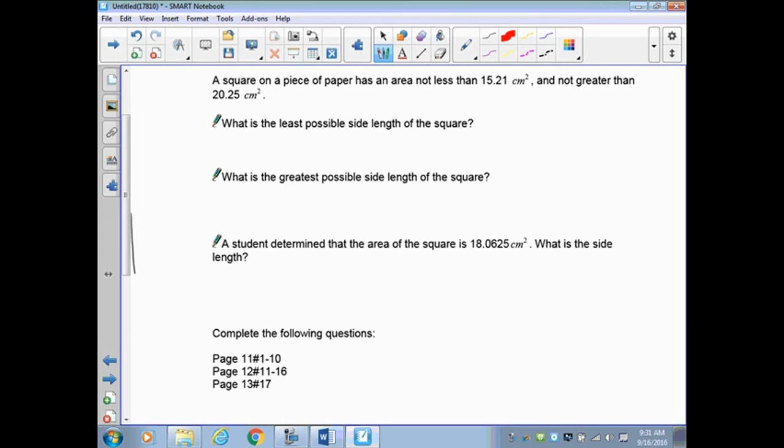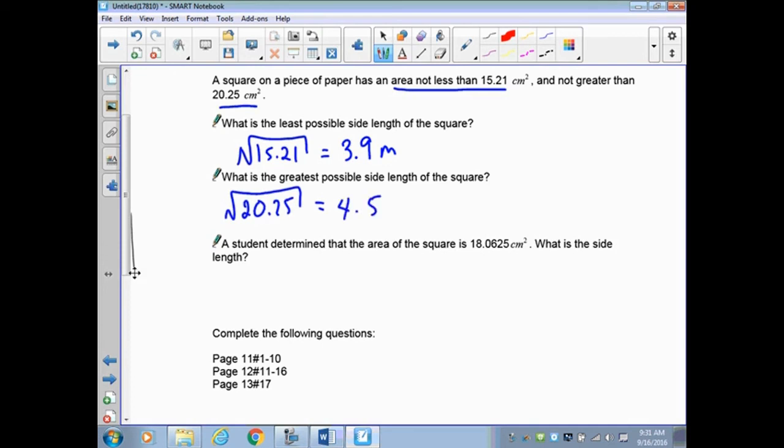All right. Well, the least possible side length would come from the least possible area. The area cannot be less than 15.21, so the least possible side length comes from the square root of 15.21, and that is equal to 3.9. That means the least possible side length is 3.9 meters. You can't go less than that. For the greatest possible one, I need the square root of 20.25, and that would mean the greatest possible side length would be 4.5. I guess I'm in centimeters, so this should be centimeters.